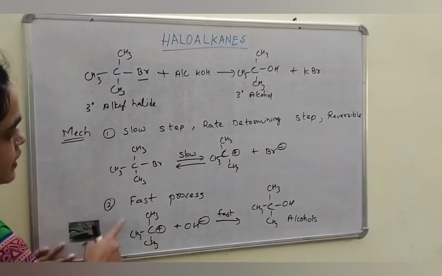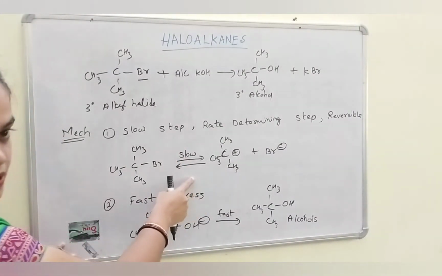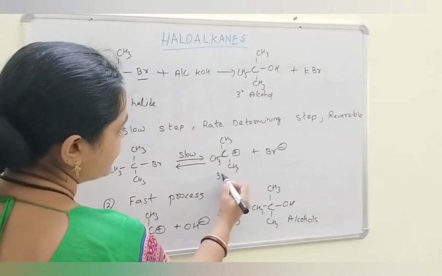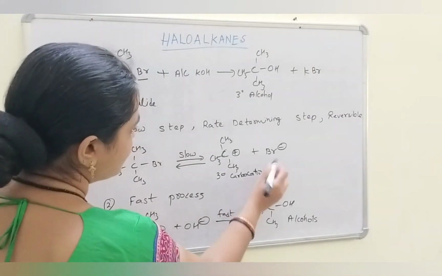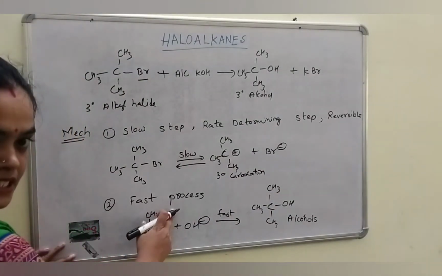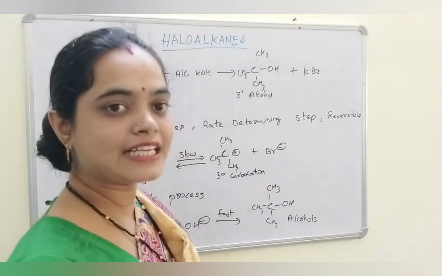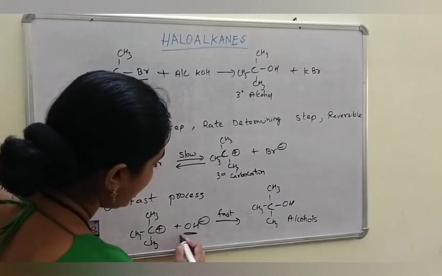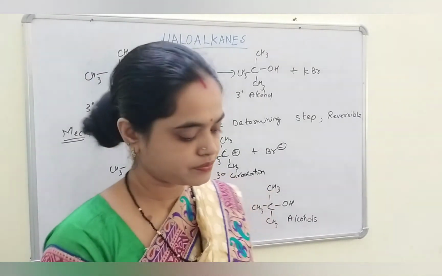This occurs in two steps. The first step is a slow step, rate determining step, and reversible. A tertiary carbocation is formed along with bromide ion. The second step is a fast process. Here the nucleophile attacks this carbocation to form alcohols.